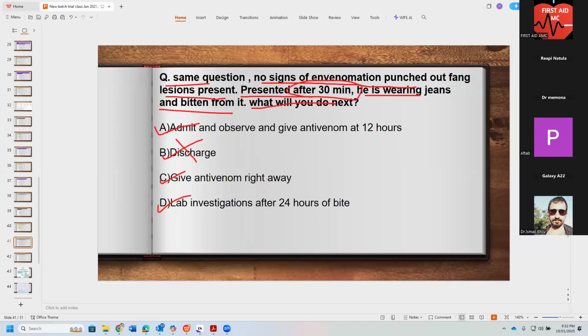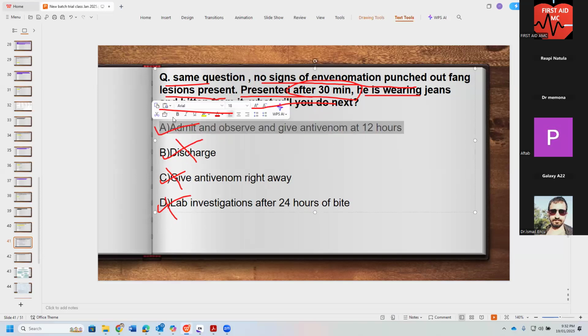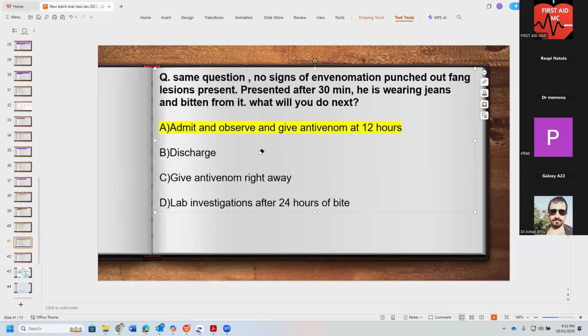Do we give antivenom right away with no clinical signs of envenomation? No, right? So option C is gone. Do we do lab investigations after 24 hours of the bite? No. So the most possible answer is answer A. We do admit them and we do observe them, but it's not necessary that we give antivenom after 12 hours.